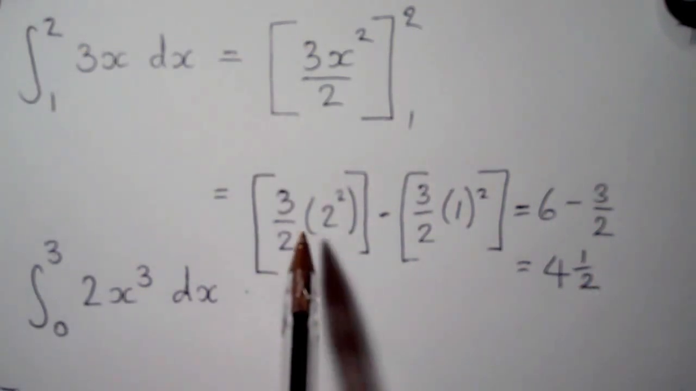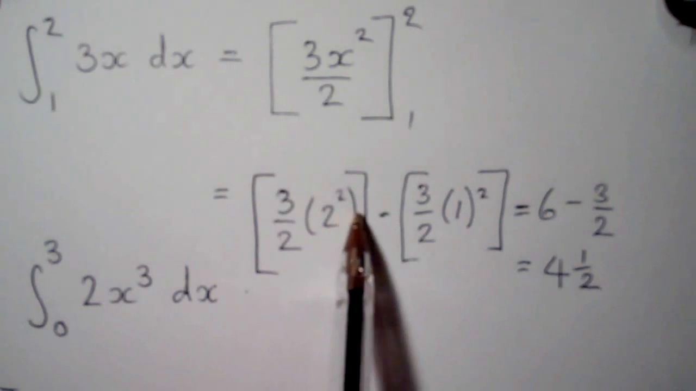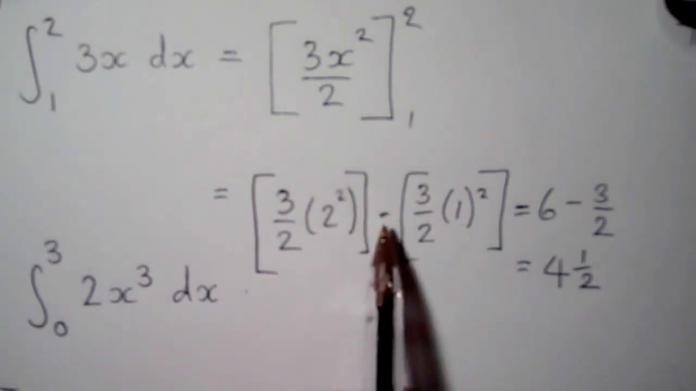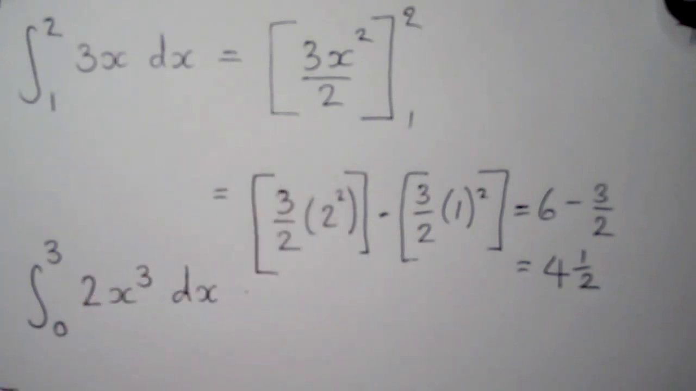Imagine if I had a plus c here, and minus, plus c there. So the c would cancel out. That's why we don't need to write the c in the first place.